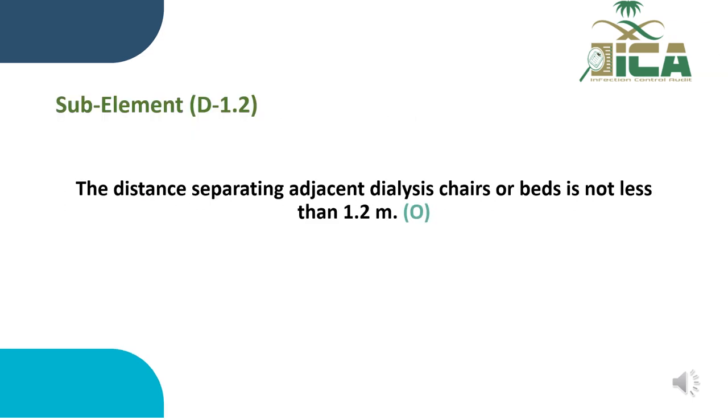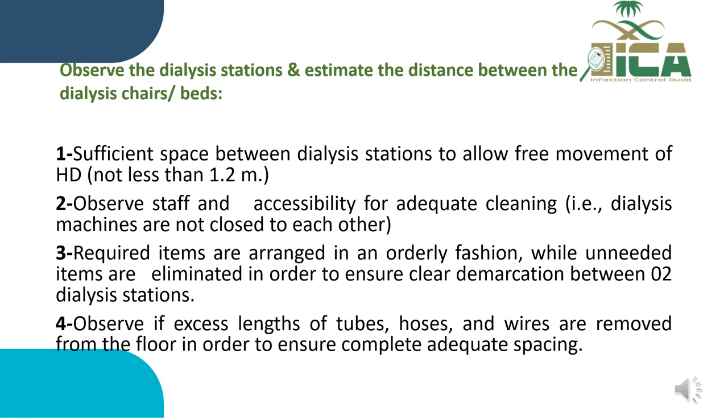Sub-element D1.2. The distance separating adjacent dialysis chairs or beds is not less than 1.2 meters. This is determined by observation. Observe the dialysis stations and estimate the distance between the dialysis chairs or beds. Number one, sufficient space between dialysis stations to allow free movement of hemodialysis patients, not less than 1.2 meters. Number two, observe staff and accessibility for adequate cleaning.